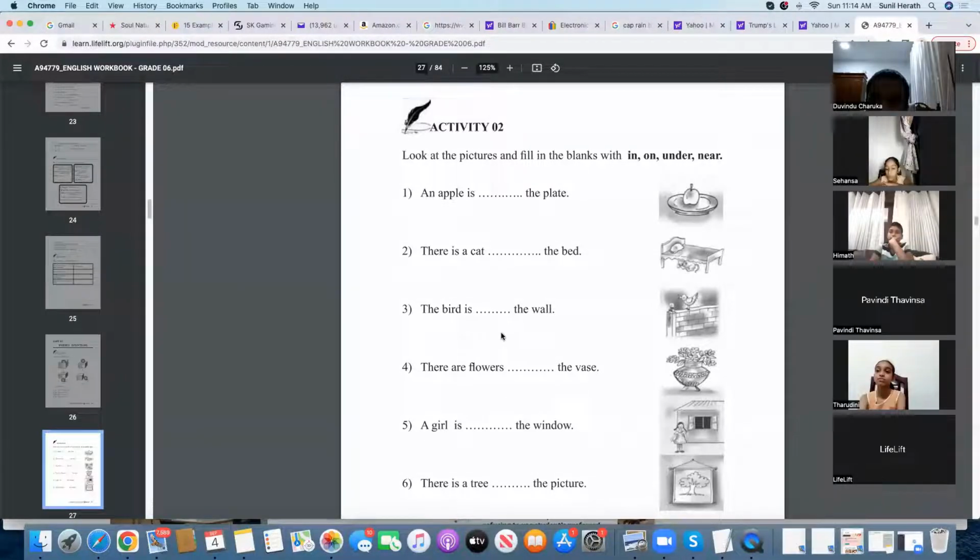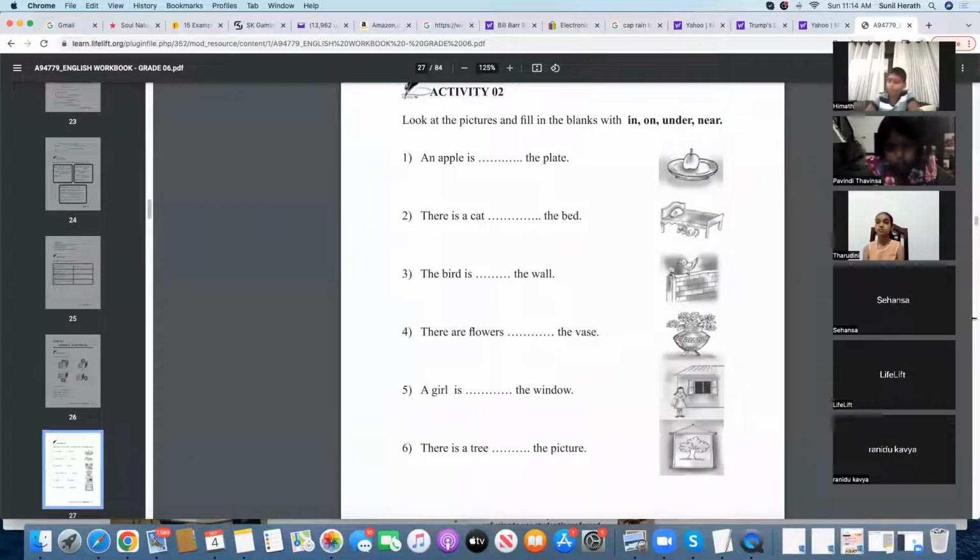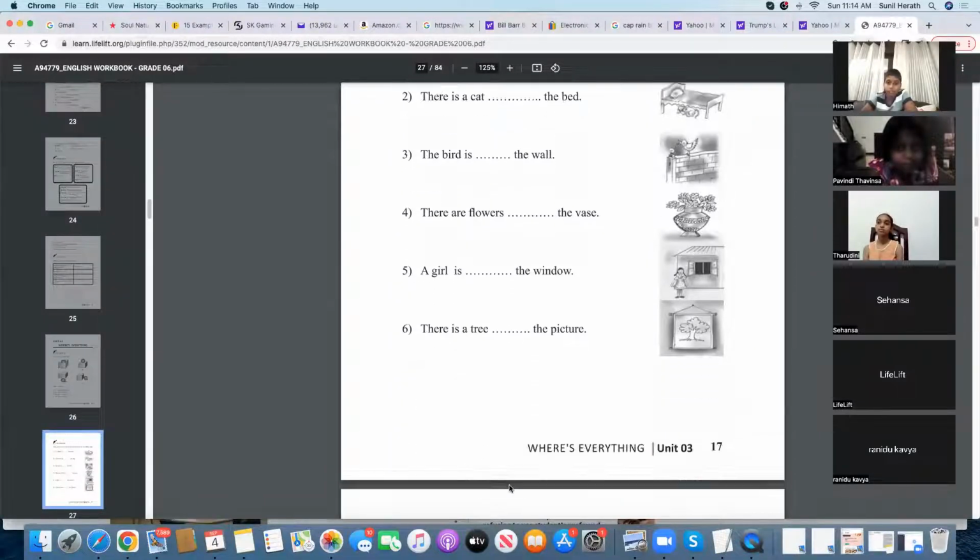Taruki, what is number 3? The bird is on the wall. Yes, thank you. Perfect. Number 4, Davindu. Flowers in the vase. Yes, thank you. Number 5, what is it? Himat. A girl is near the window. Yes, thank you. Number 6, Pavindi. There is a tree in the picture. Yes, thank you.